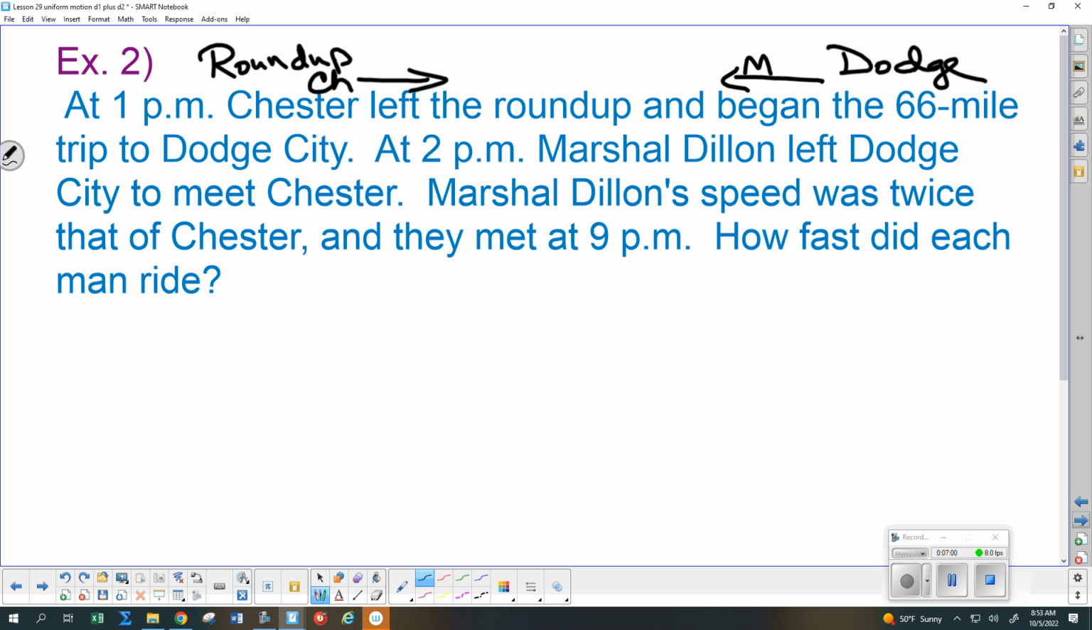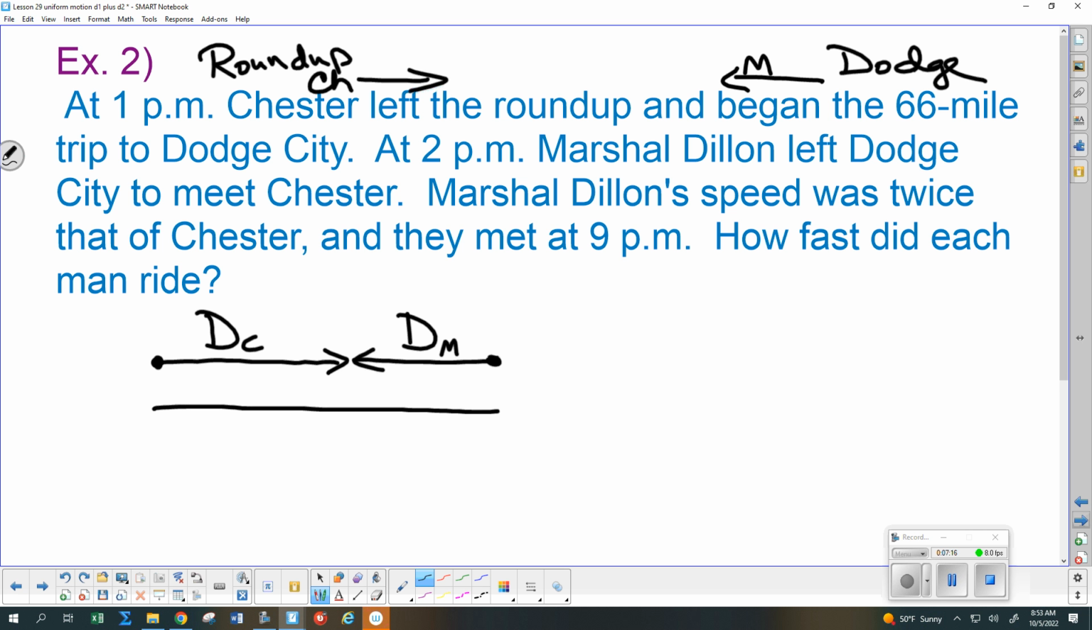So I will draw my diagram going in opposite directions, but trying to meet in the middle. And this can be how far Chester goes, and this can be how far the Marshall goes. My second row needs to go exactly as long as from end to end of those 2 arrows, not just a short little mark in between them somewhere. How long is that total distance? Do we know?